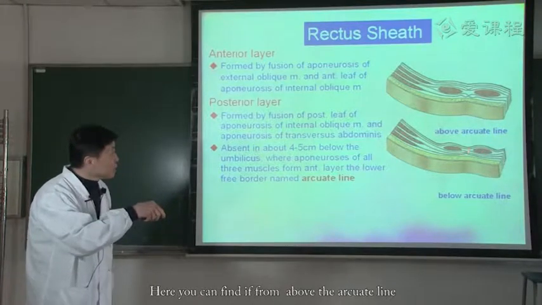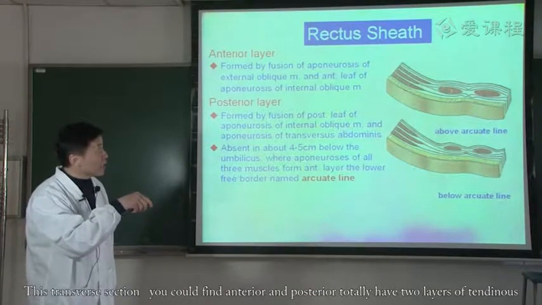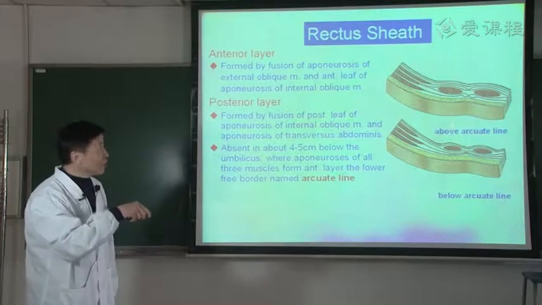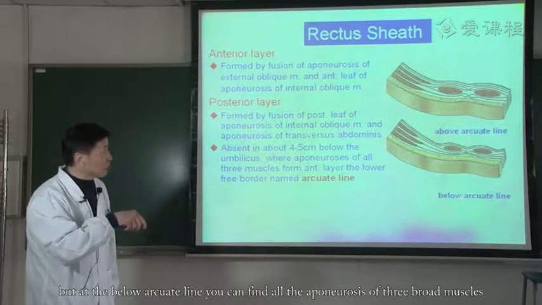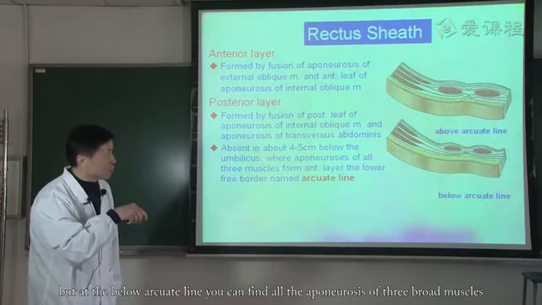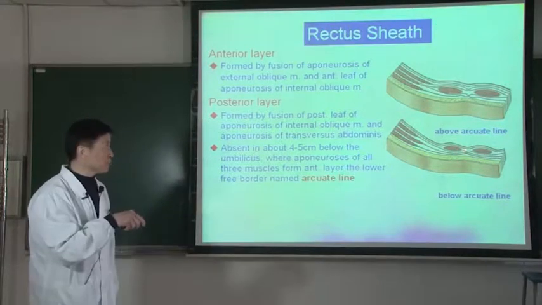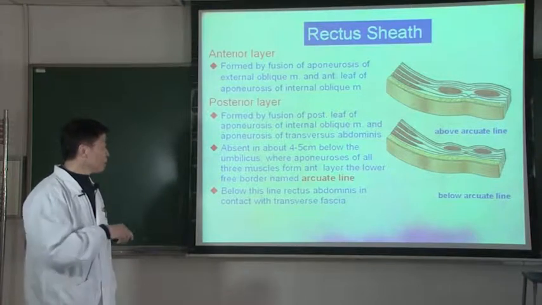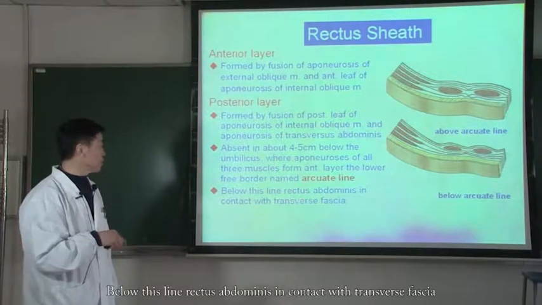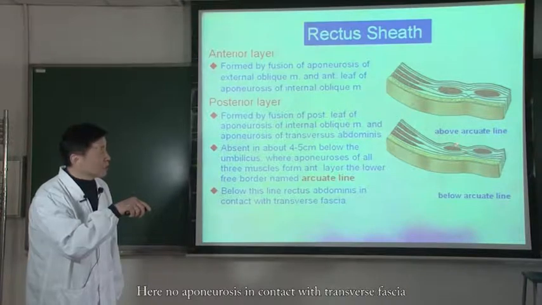Here, above the arcuate line, in this transverse section, you can find anterior and posterior, totally two layers of tendinous part. But below the arcuate line, all the aponeurosis of the three broad muscles totally go to the anterior part of the rectus sheath. Below this line, the rectus abdominis is in contact with the transversalis fascia. In other words, here no aponeurosis directly contacts the transversalis fascia.